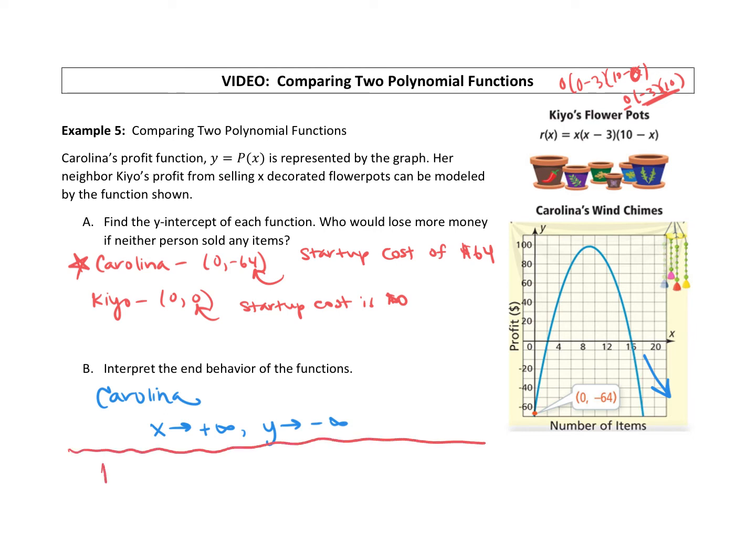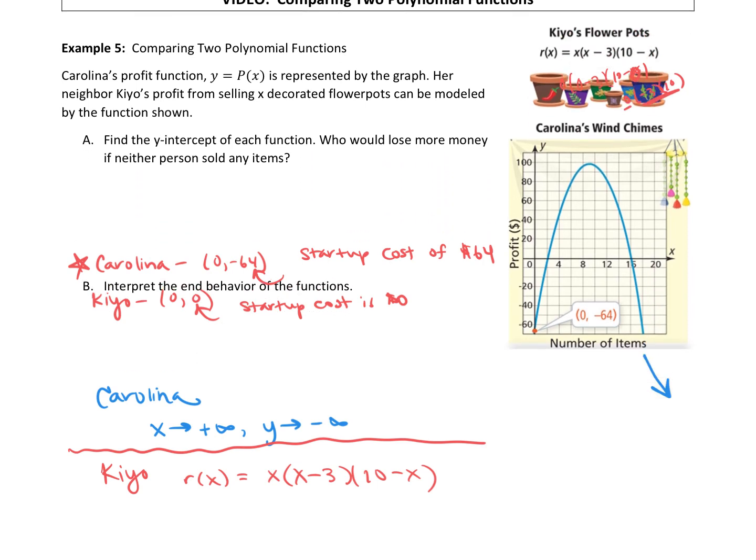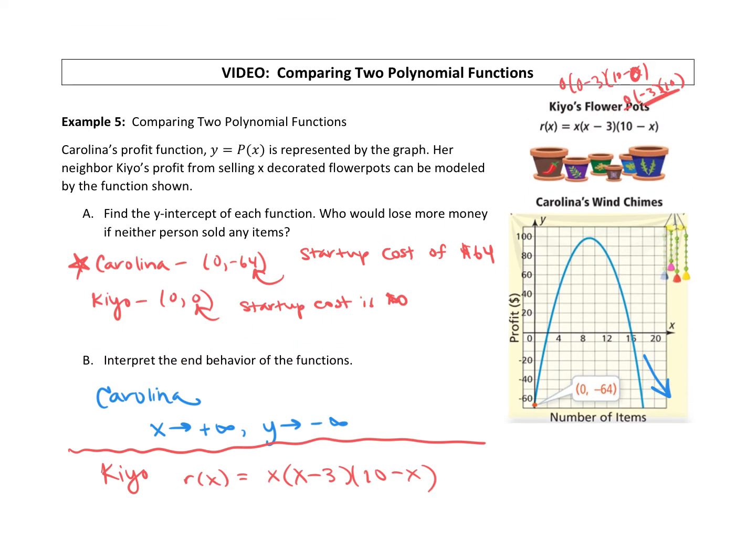All right, let's talk about Kayo. What is Kayo's end behavior? Well, we don't have a graph for Kayo to look at. We do have a function, but it's not in standard form. So can we get Kayo's function in standard form? His is r of x equals x times (x minus 3) times (10 minus x). If his function is in standard form, then we can evaluate the end behaviors like we learned in our first lesson.